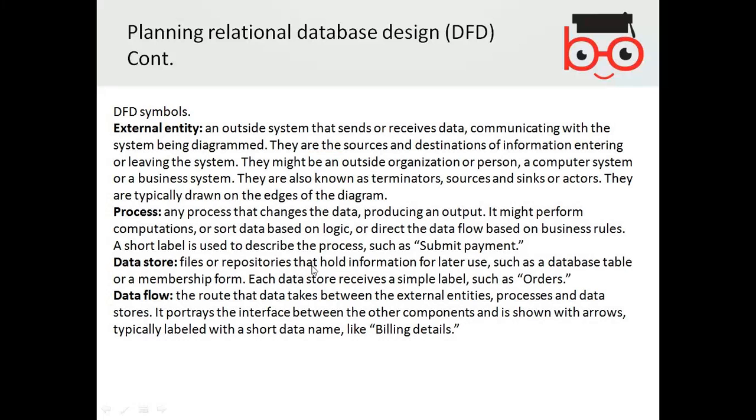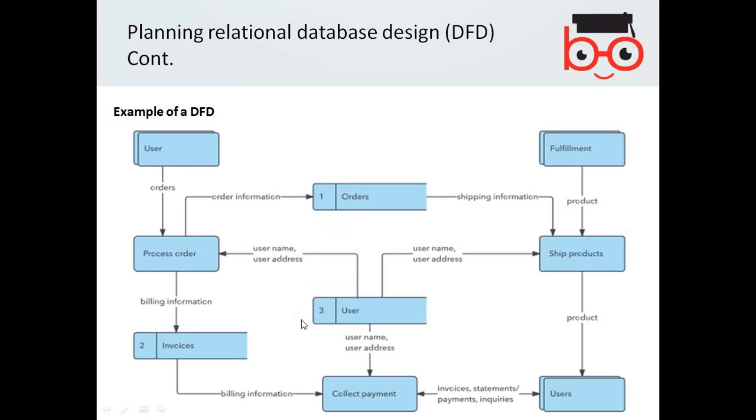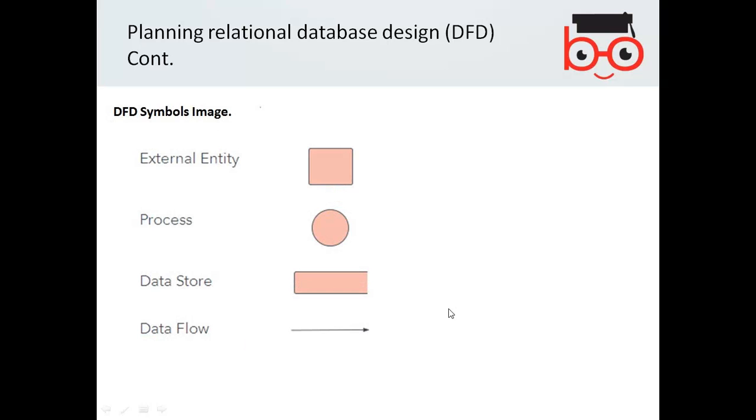Then the data store: files or repositories that hold the information for later use, such as database tables or membership forms. Each data store receives a simple label such as orders. Data flow is the route that data takes between the external entities, processes, and the data stores. It portrays the interface between the other components and is shown with arrows, typically labeled with a short data name like billing details, like billing information.